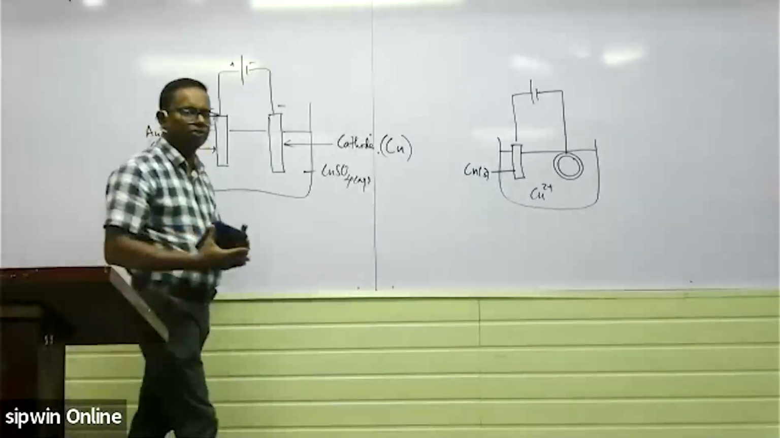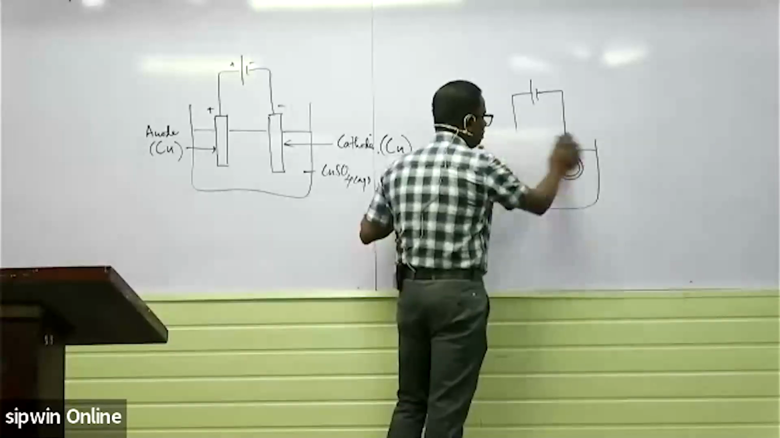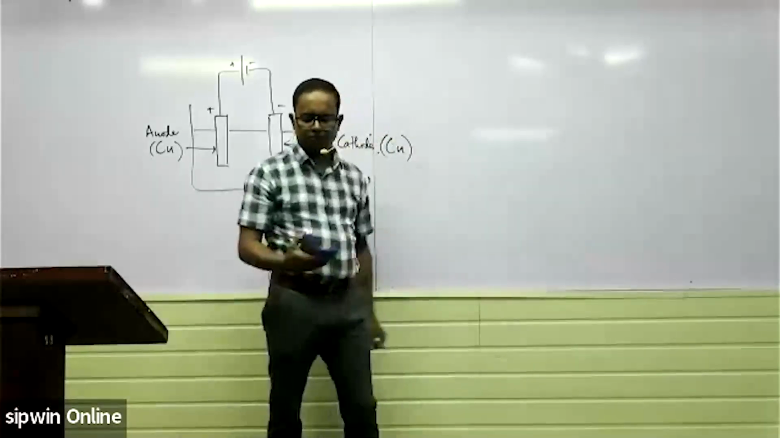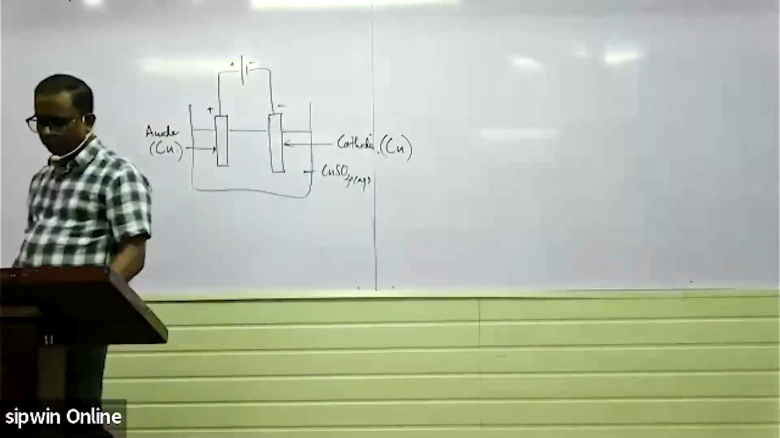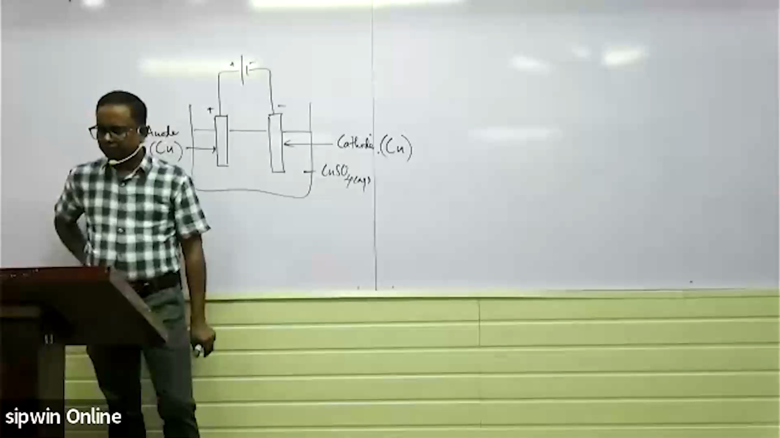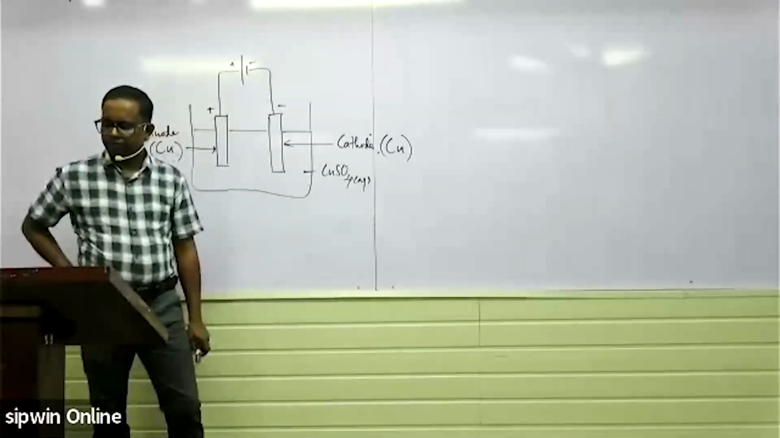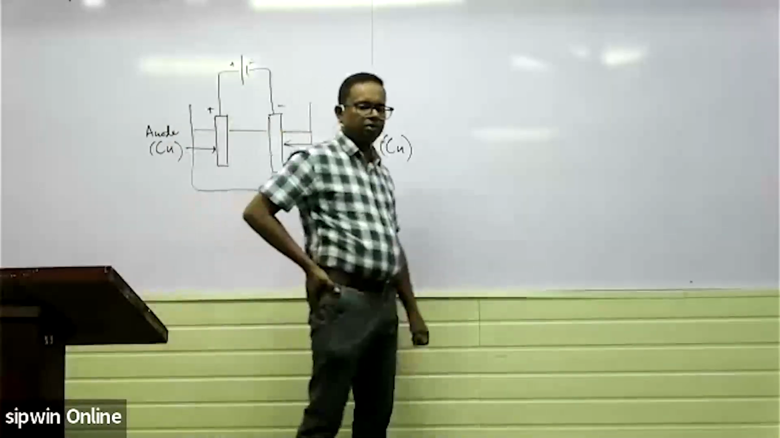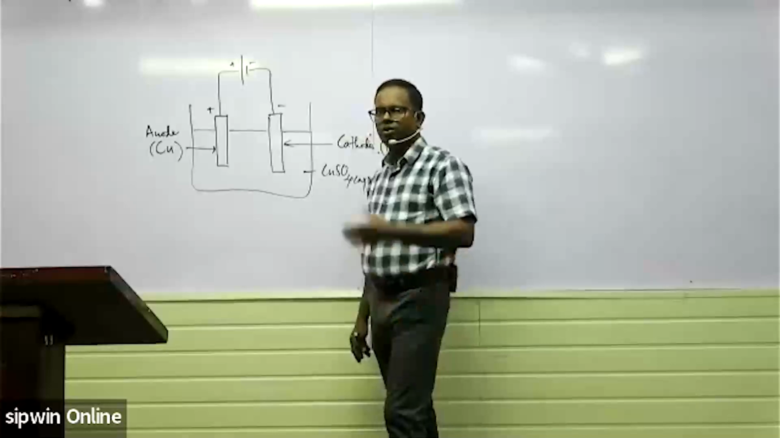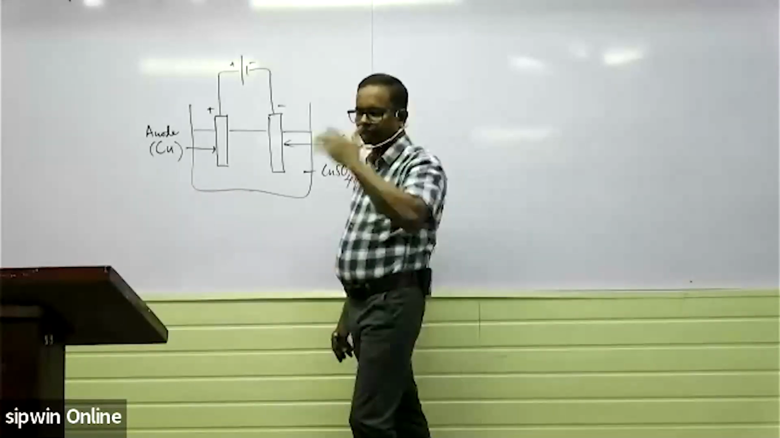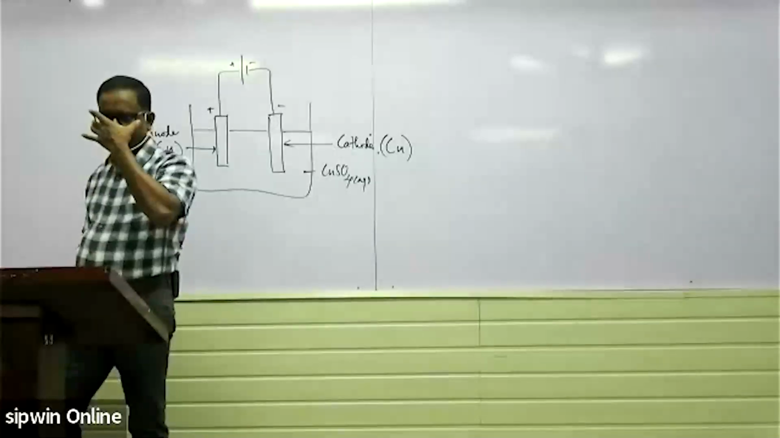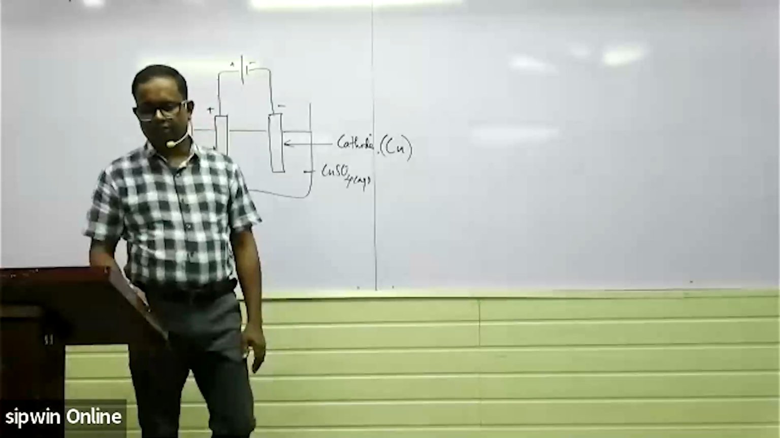Now in this one, let's write the anode and cathode reactions. In the above electrolysis, instead of liberating oxygen at the anode, the copper anode dissolves into the solution. Now write the two reactions: anode reaction and cathode reaction.